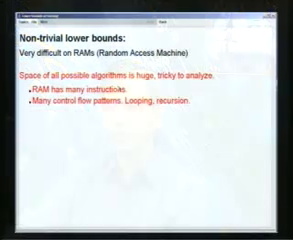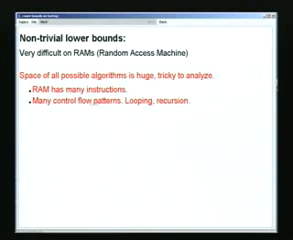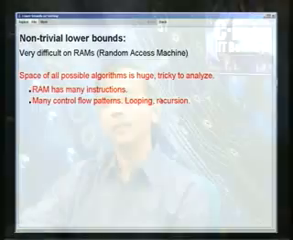It's tricky because of some of these reasons. A RAM has many instructions. A RAM has instructions to do all arithmetic. They can be composed to do more complicated things. You can take logs, you can exponentiate, you can take trigonometric functions. You can do all such things with RAM instructions. There are also many control flow patterns. There is looping, there is recursion. And so if I give you a RAM program, analyzing it is pretty difficult. And saying something about all possible RAM programs is even more difficult.